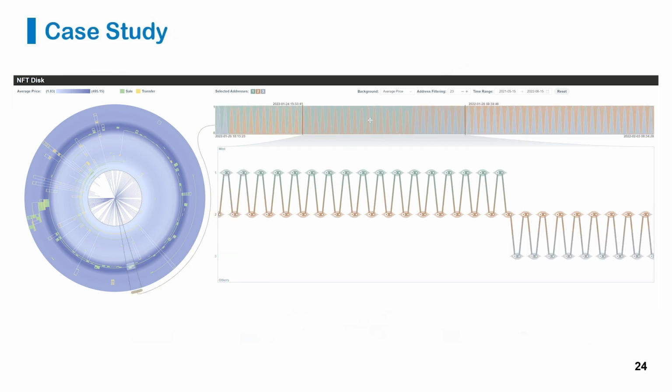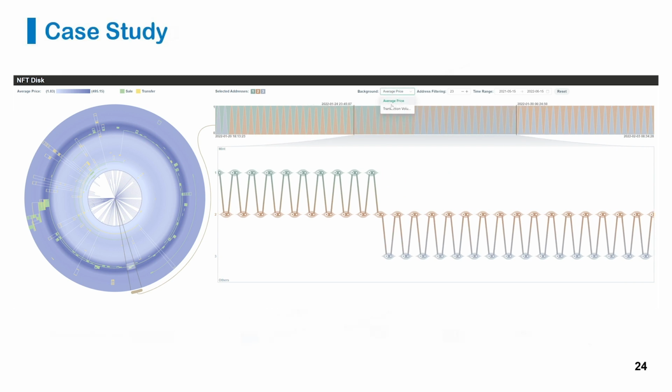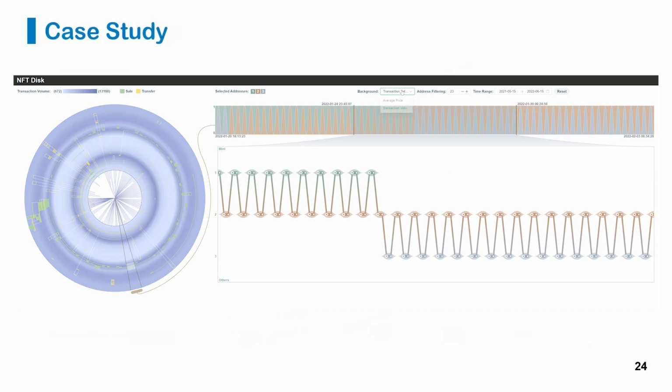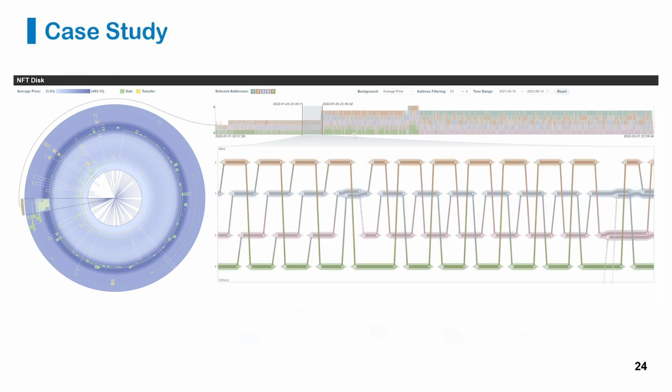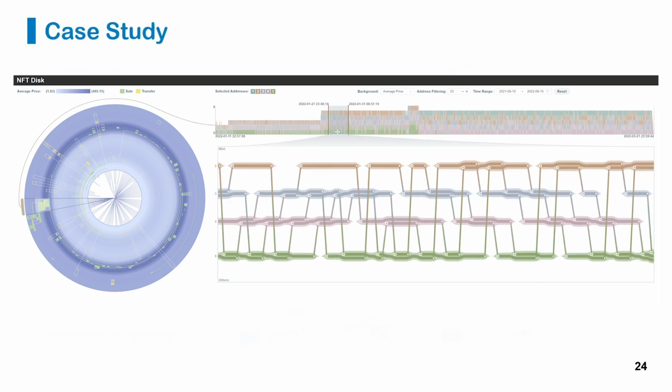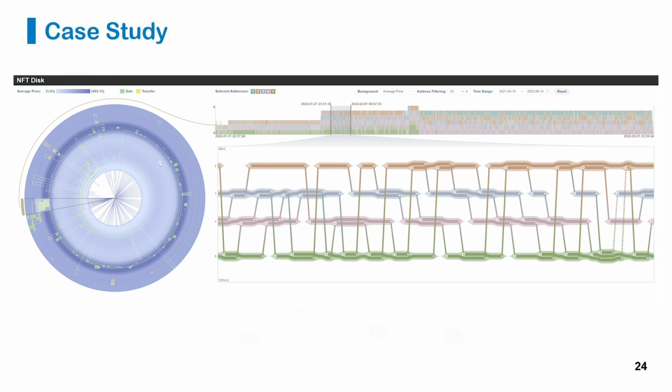He changed the background to show the monthly trading volume and found that a light blue ring appeared on the outer area of these green blocks, which was in dark blue when the background displayed the price. It indicated that after the simultaneous appearance of these green blocks, the price of this collection rapidly increased, while trading volume abruptly decreased. Overall, after using NFTDisk, the expert believed that the Meebits collection was filled with various wash trading activities, and wash trading had impacted the price and trading volume of this collection.